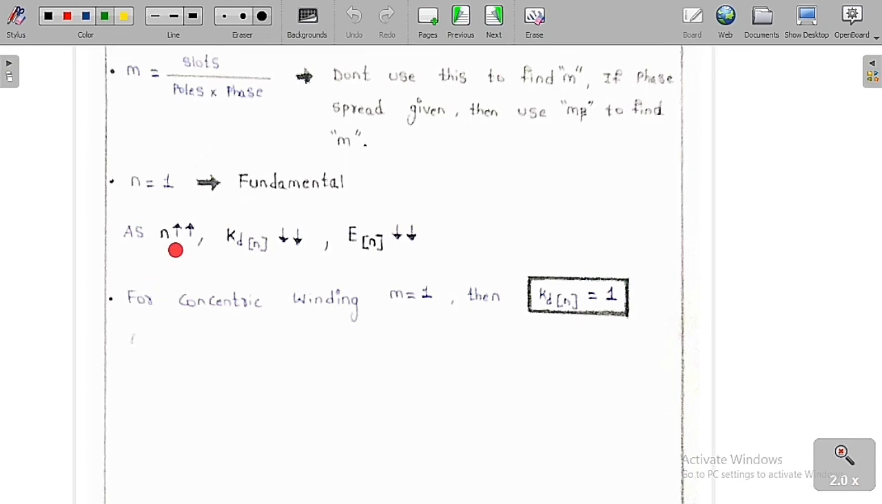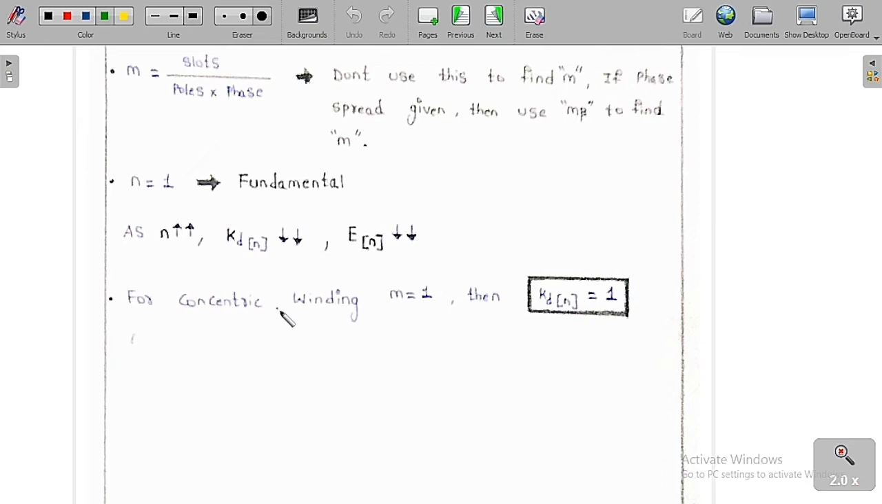See, as n increases, meaning as the harmonic number increases, what is going to happen? As the harmonic order increases, then kdn decreases, because in sine of n beta by 2 the denominator is higher than the numerator. Whenever n increases, the angle increases, so the sine of the angle also increases, but the denominator is always greater than the numerator, so the ratio will always be lesser. Therefore it is going to decrease. If kdn decreases, then definitely the induced EMF also decreases. So the EMF induced because of that harmonic will decrease. This is a very important thing that you need to understand.